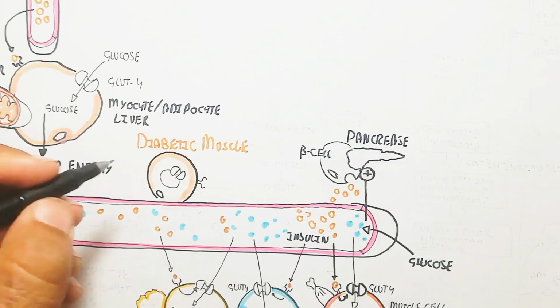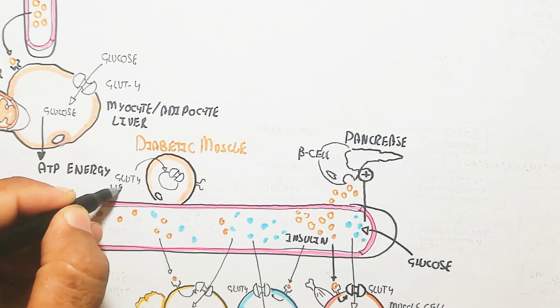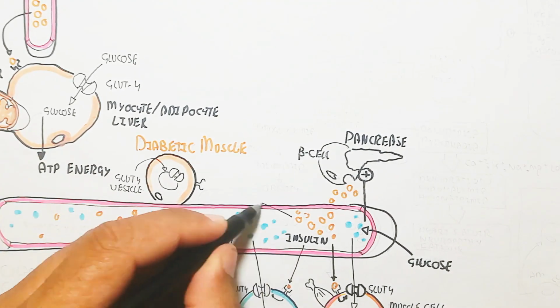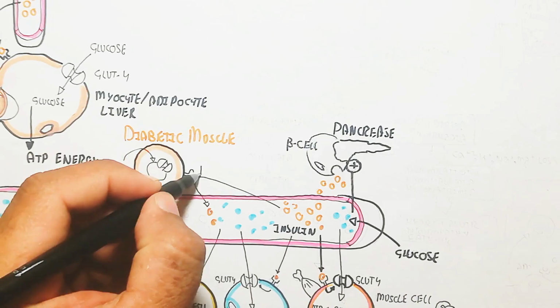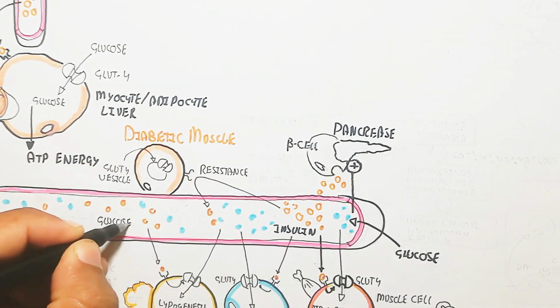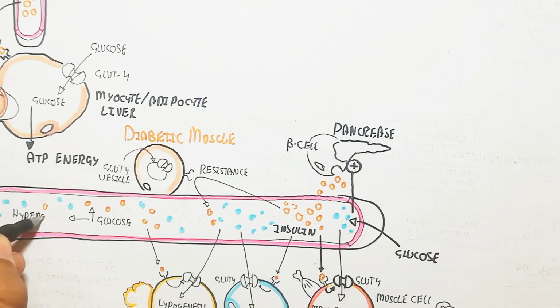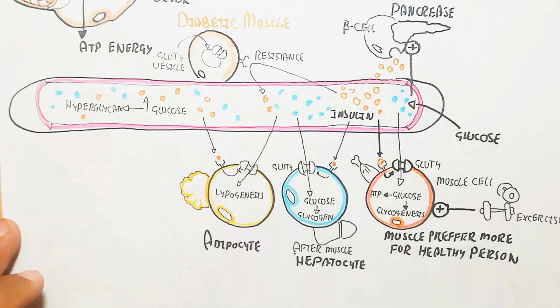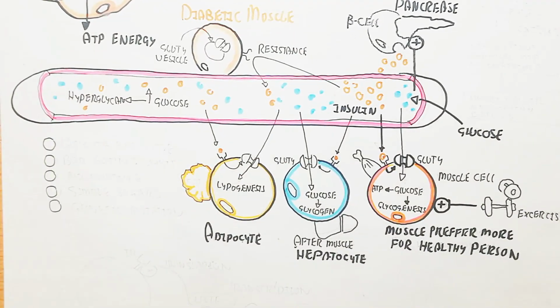This is the pre-diabetic condition. In the diabetic muscle, the GLUT4 vesicle will not bind with the plasma membrane due to insulin resistance, because of damage to the insulin receptor. In this way, the glucose stays high in the blood and leads to hyperglycemia.